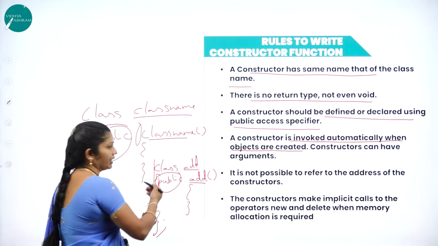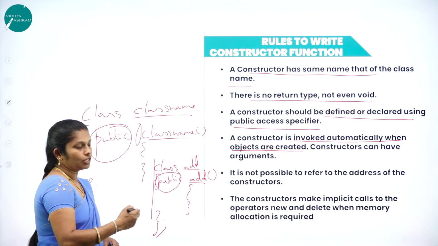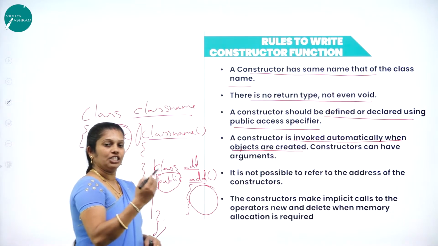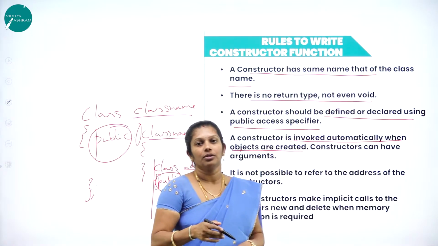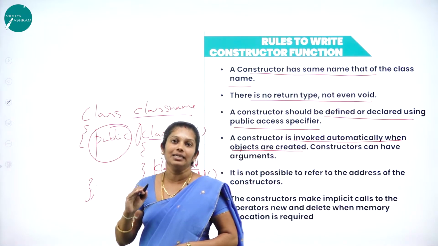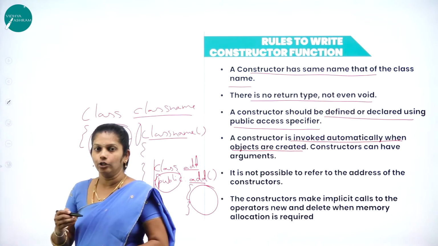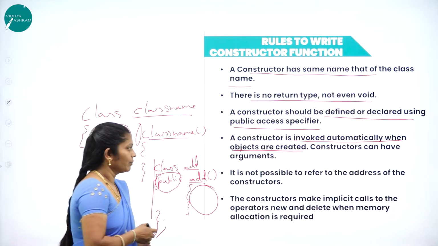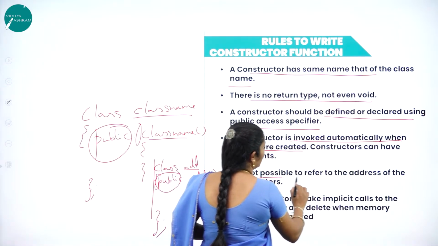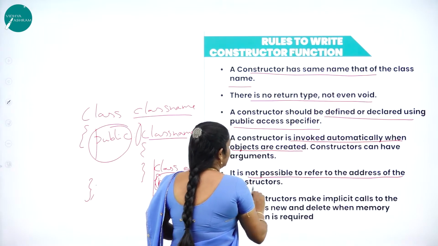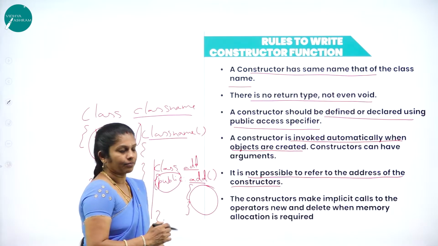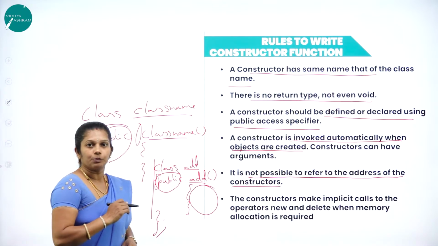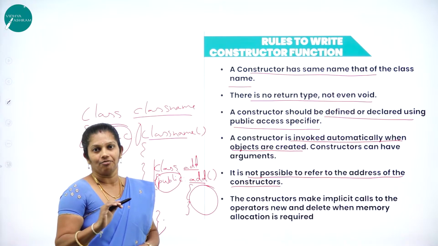Consider in the main program we are creating an object. When I create the object, this function, whatever we have written there, the initialization, will automatically execute. No need to call that separately. Whenever we create the object, this function will execute automatically. It is not possible to refer to the address of the constructor. It is not possible to identify exactly in the memory where that constructor is present.